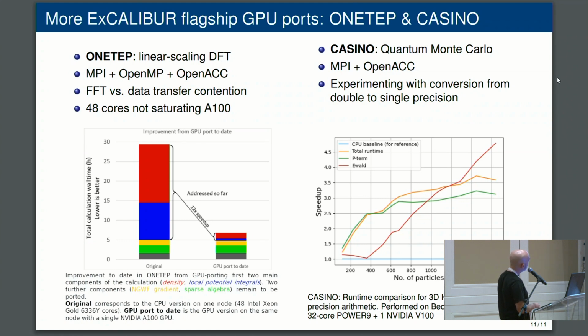One of the main things that they found, similar to CASTEP, is that FFTs are great on the device, no surprise there, but they're in contention with the data transfer, so we're having to join the dots between the hotspots in the profile. And again, similar to CASTEP, even with 48 cores on an A100, they're finding that they're not actually saturating the device in terms of computational occupancy or memory. However, they are getting some nice results.